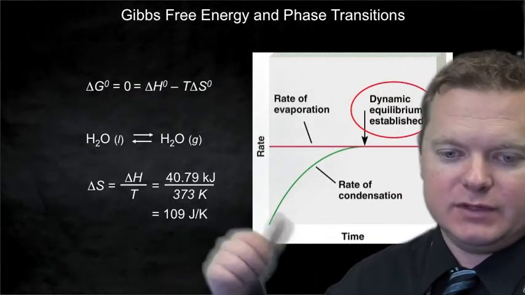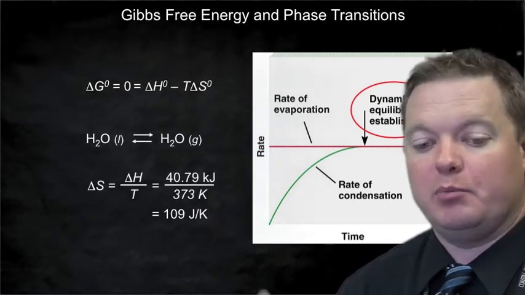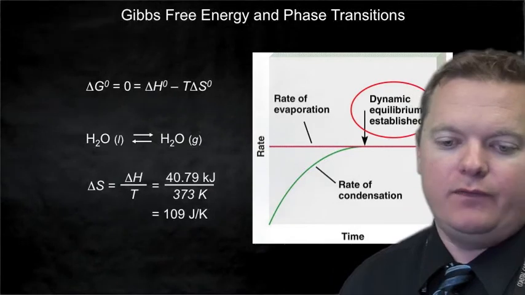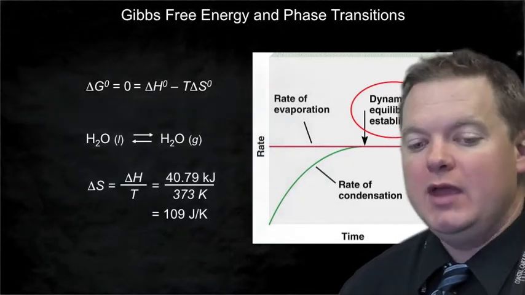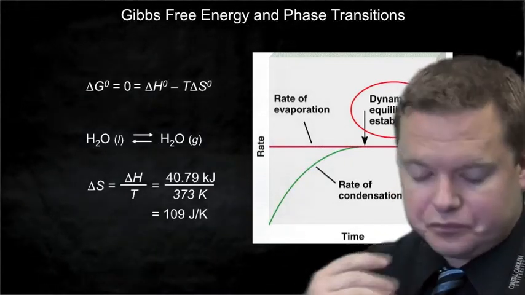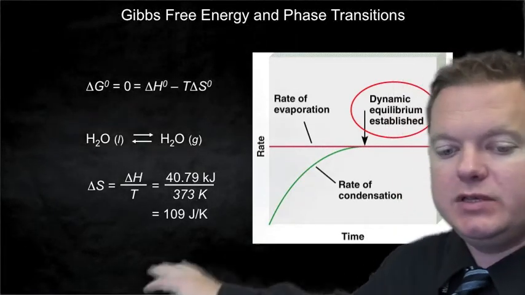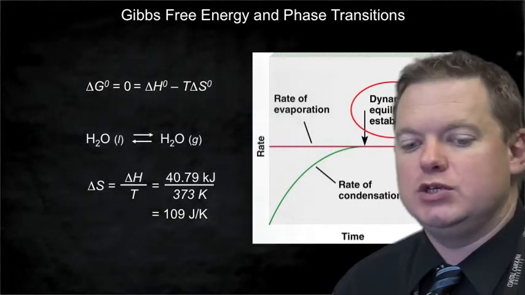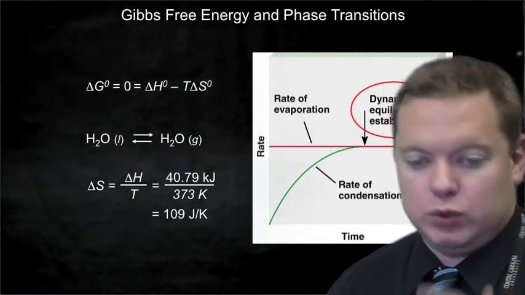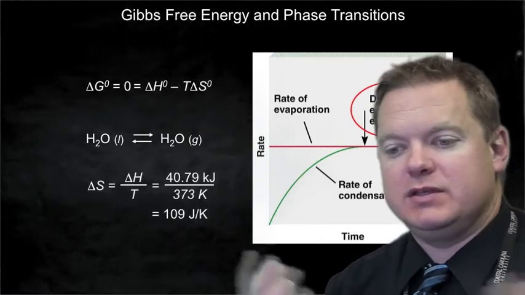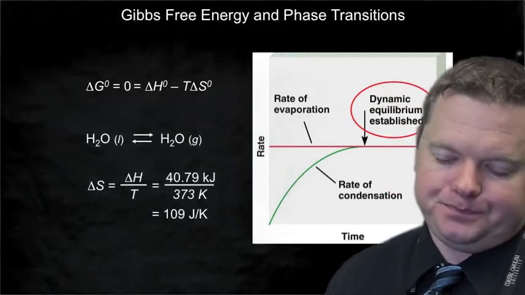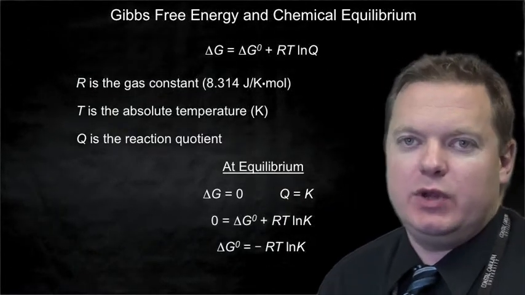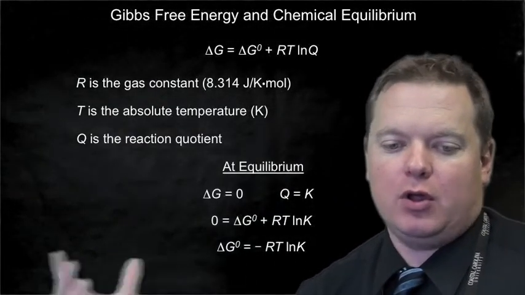Right? So here, instead of the melting point, we're at the boiling point. So we have the different delta H value of 40.79 kilojoules. The boiling temperature for water is 373, so we get the entropy change of this phase change being 109 joules per K. Right? All because these two are in equilibrium. Which means there has to be some relationship between this free energy and chemical equilibrium.